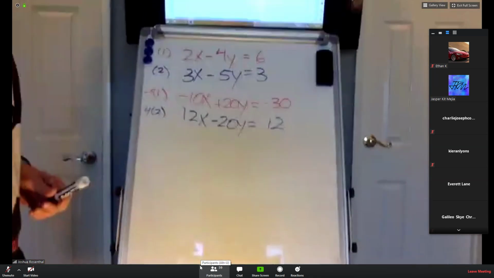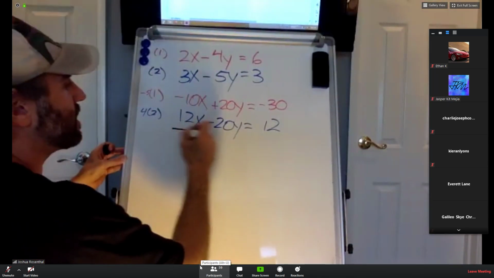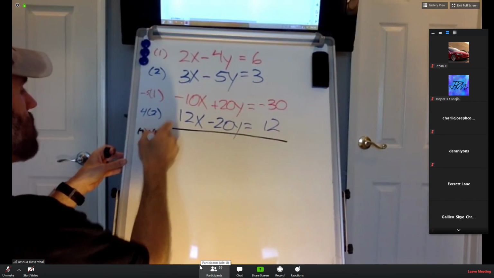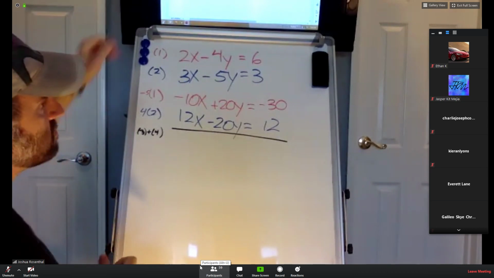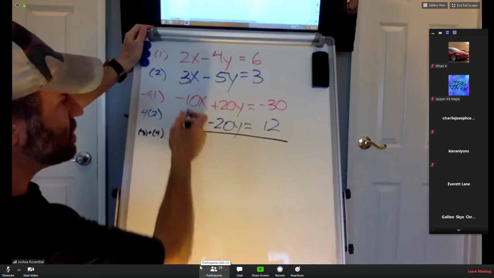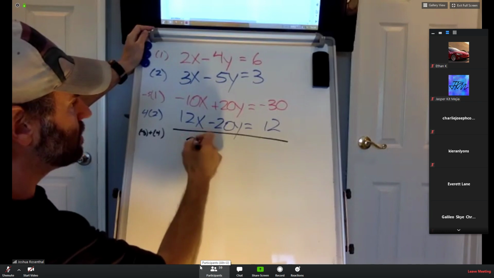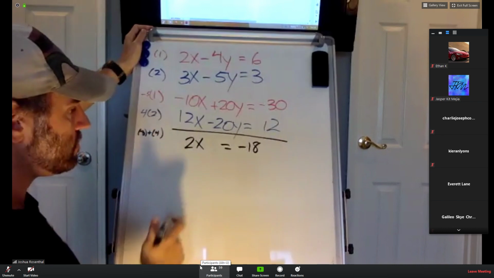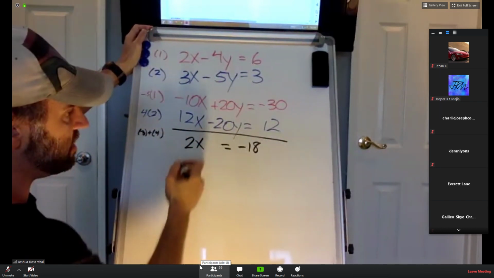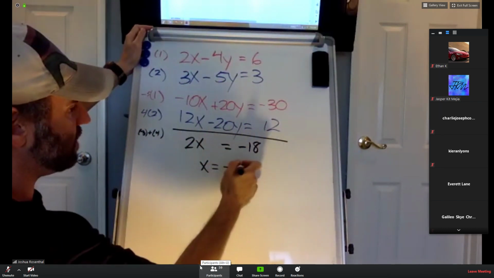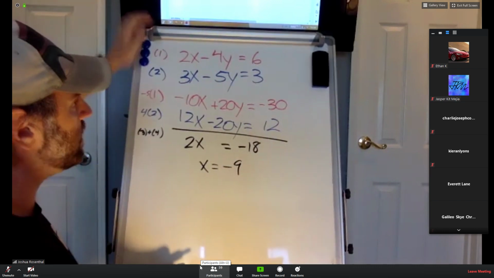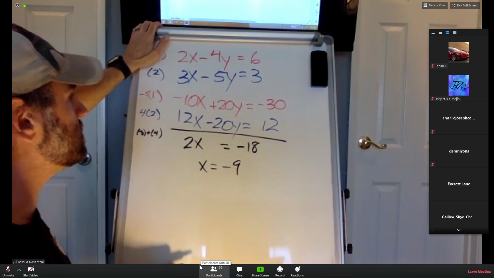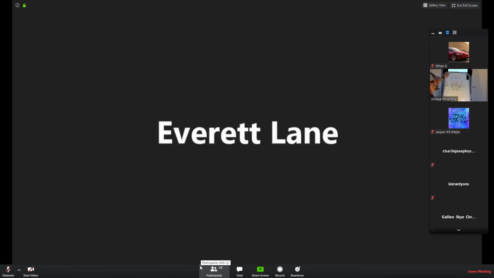And here we go. Let's get into it. Now we're going to add line 3 and 4. Line 3 plus line 4. Okay. 12x plus negative 10x is just 2x. The y's are eliminated. This becomes negative 18. See, this method is kind of nice. And then x is negative 9. Pick an equation of your choice out of the 4 to plug in the negative 9, whichever one seems easiest to you. This is so easy.